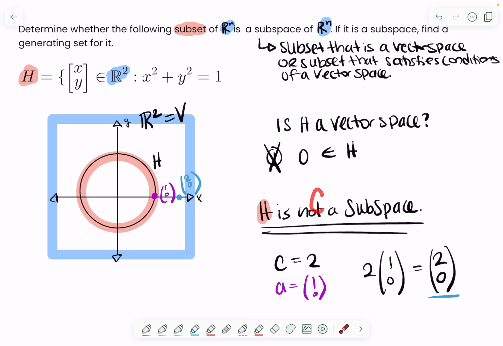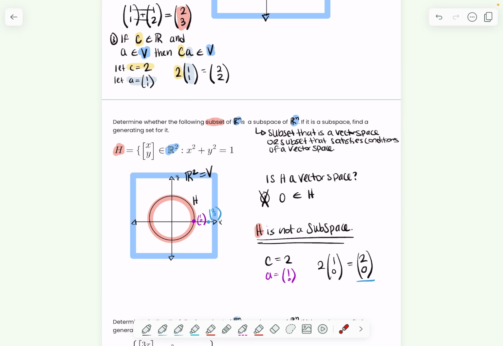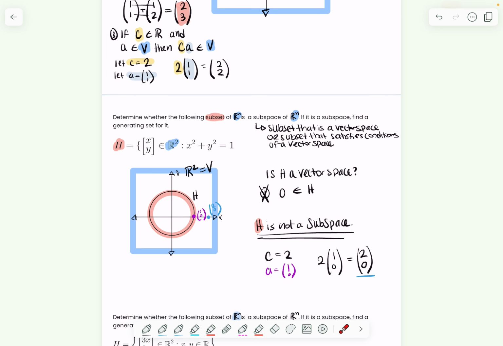I took a vector a, and its result is supposed to be an element of H, but it's not. (2, 0) is not on H. It's actually outside of it. It's not on the circle. It's not on the subset. Therefore, I prove that H is not a vector space because it fails this condition as well. And because it's not a vector space, it's just a subset. It's not a subspace. Now, what happens when something is a subspace? How do you prove that it is?